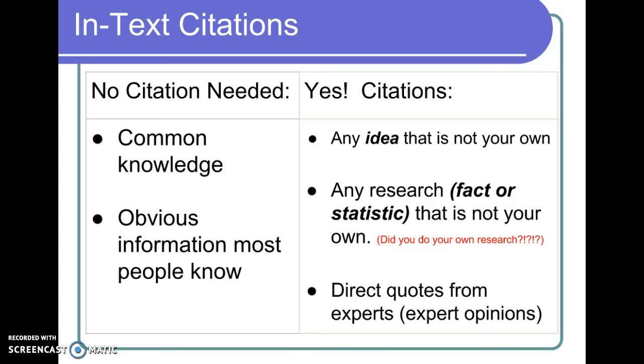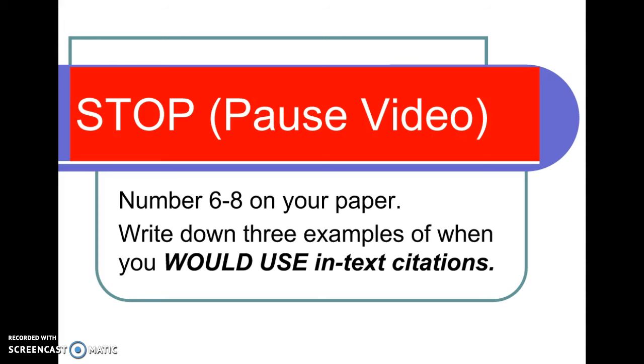And direct quotes, anything you gather that you want to directly quote that belongs to an expert, for example, an expert's words on the topic, you would directly quote that and provide a citation. Now, right now, pause the video and make sure you number 1 through 6 on your paper. Write down 3 examples of when you would use in-text citations. You might need to go back to the previous slide. But when would you use in-text citations? 3 examples.